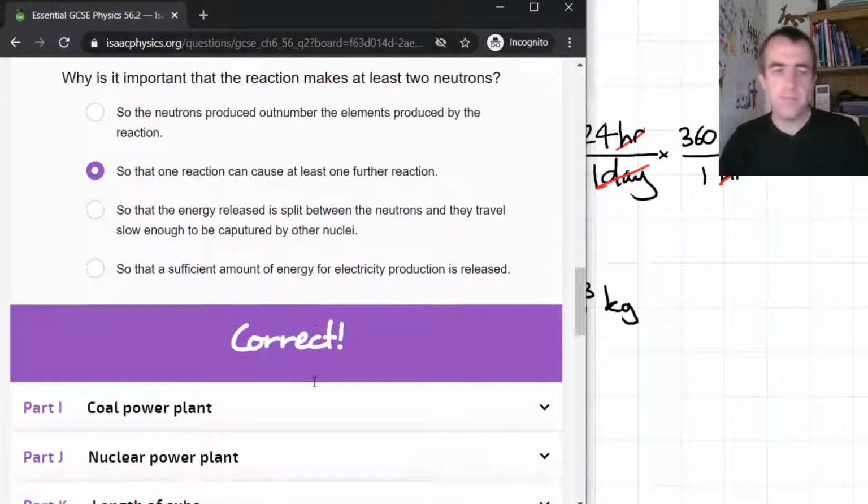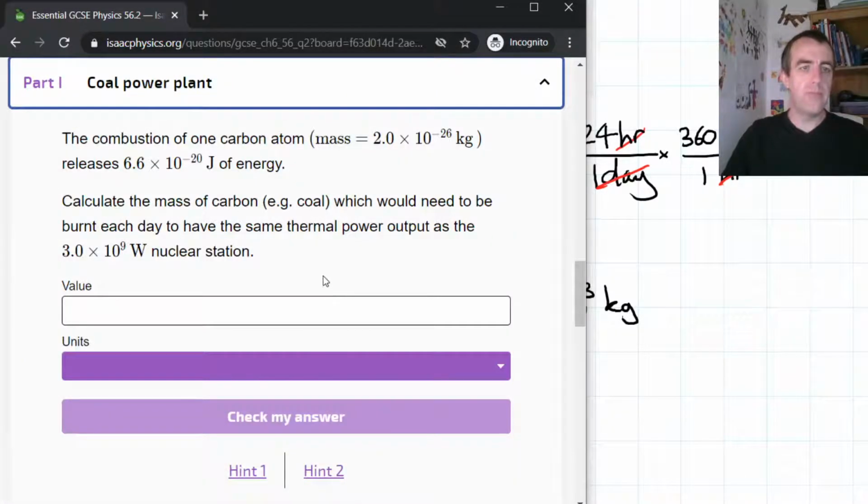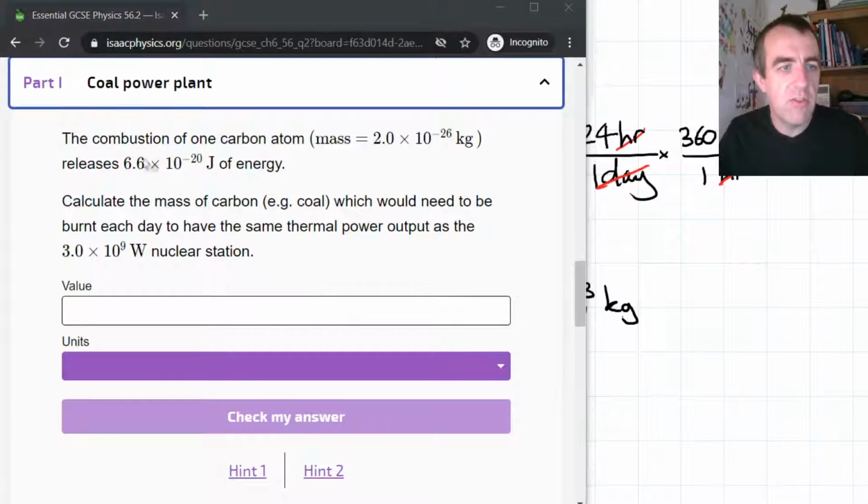So there we go. Now we're going to compare nuclear power to coal. We're told that the combustion of 1 carbon atom, just 1 atom, releases that amount of energy. Calculate the mass of carbon which would need to be burned each day to have the same thermal power output as that. So we're now going to go through those steps we just did, but with coal. I'm going to take a little screenshot of this.